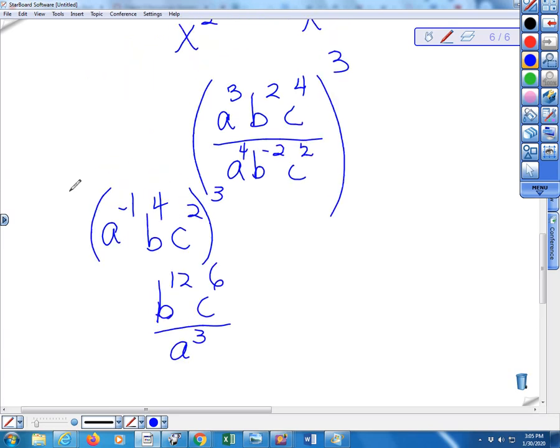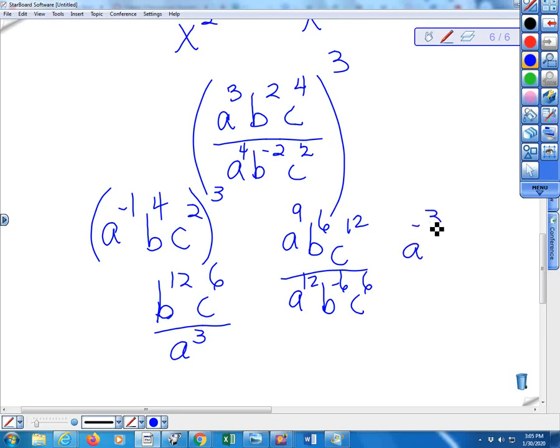Only the negatives. So here, I have a to the 9th, b to the 6th, c to the 12th, over a to the 12th, b to the negative 6th, c to the 6th. 9 minus 12, 6 minus negative 6. That's b to the 12th. And 12 minus 6. This flips. Same answer.